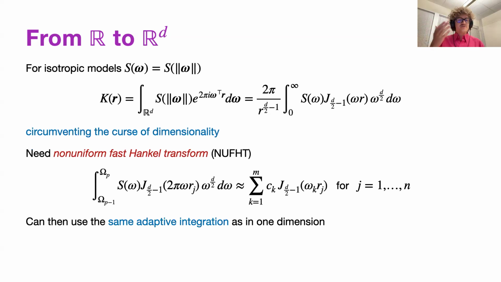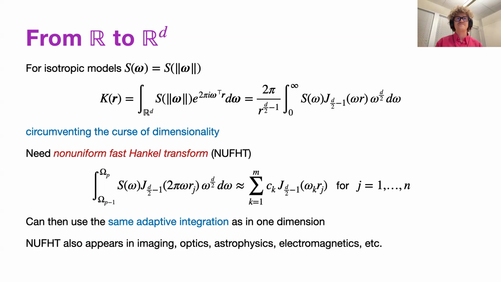So again, this presents a computational challenge because now when we evaluate the integral above, the kernel is no longer the complex exponentials, right? So we can't use the non-uniform fast Fourier transform. We need instead a non-uniform fast Hankel transform, which evaluates these linear combinations of Bessel functions, right? So we now have a different kernel that we need to develop a fast transform for. But if we had this fast transform, then we could use exactly the same adaptive integration machinery that we used in one dimension, right? The only missing ingredient is this transform.